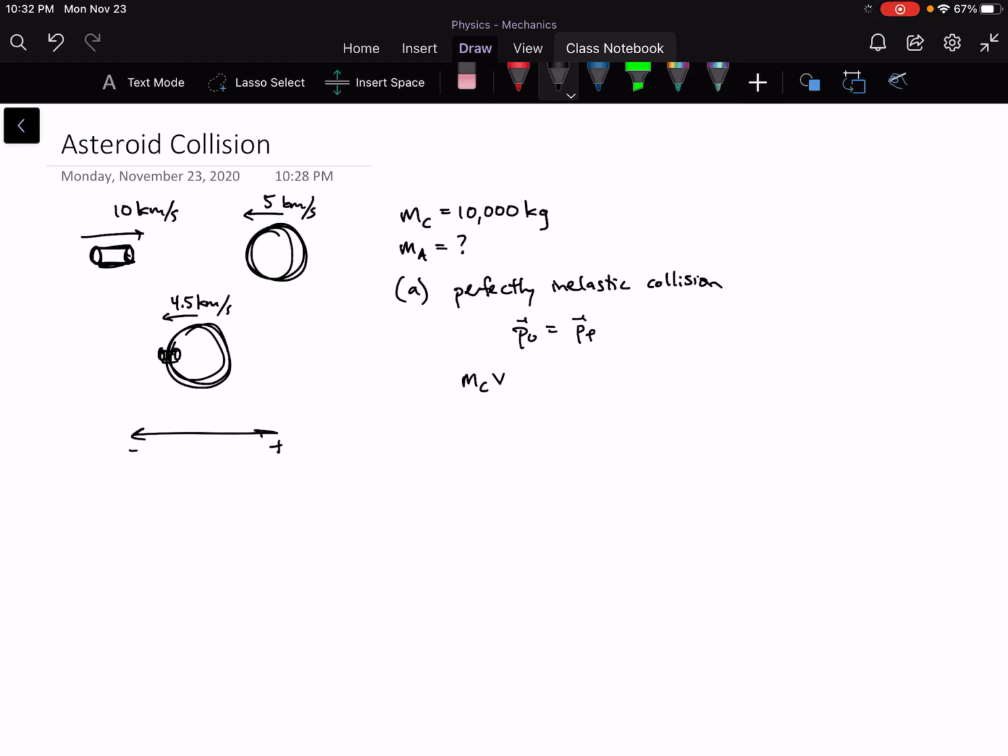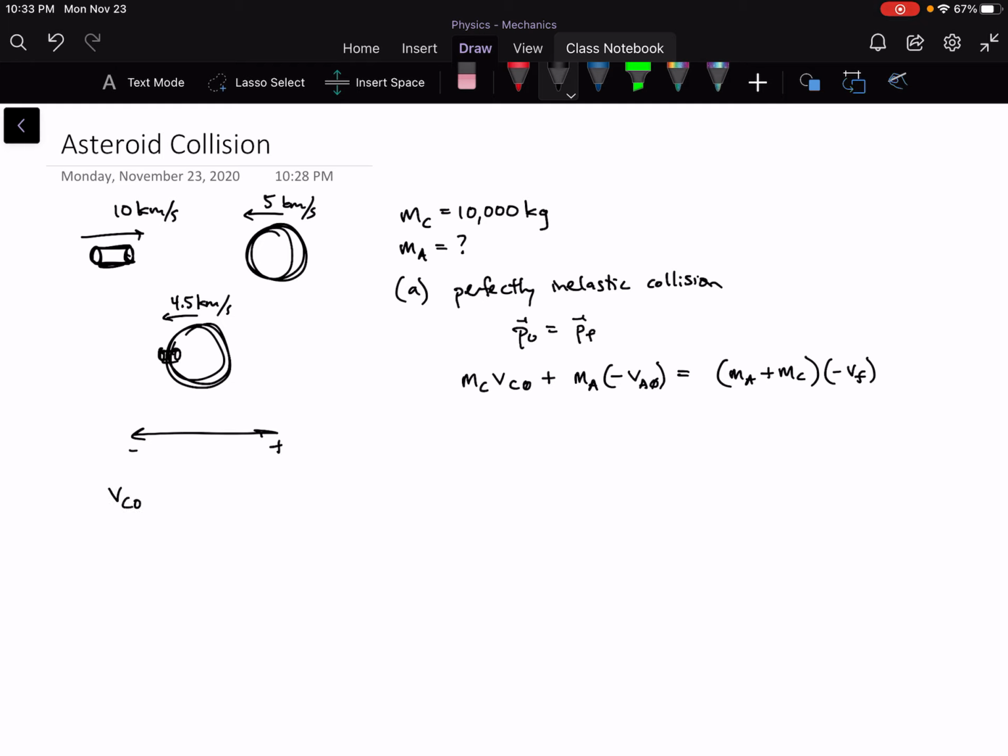So its velocity before, we'll call, get my subscripts right here, v C0, plus m A negative, right, because it's moving to the left, v A0. And that equals both masses moving together at this final velocity to the left, right? So negative v final.